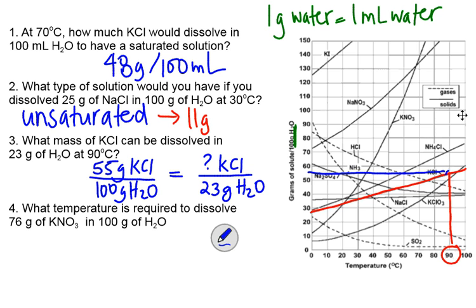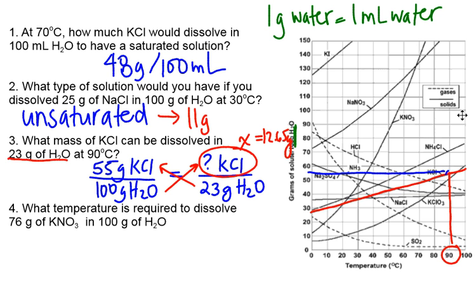So this is where I would cross multiply and solve for my grams of KCl. If you wanted to, you could call that x if that helps. So x will end up equaling 55 times 23 divided by 100, and I get x equals 12.65 grams. Because I don't have exactly 100 grams of water, I've only got 23 grams of water, I've got to convert all of my units.